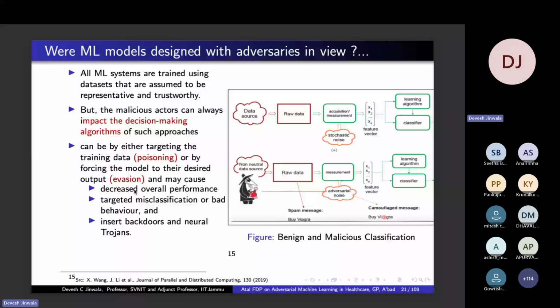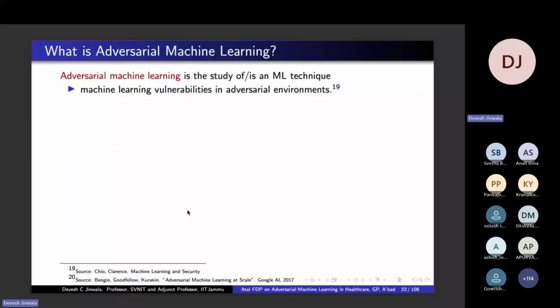So in adversarial machine learning, the goal is to either decrease the overall performance, or to target misclassification, or to induce bad behavior, or to insert backdoors and trojans in the system. This entire different behavior gives rise to different taxonomies in adversarial machine learning attacks. We'll come to that taxonomy slightly later on.